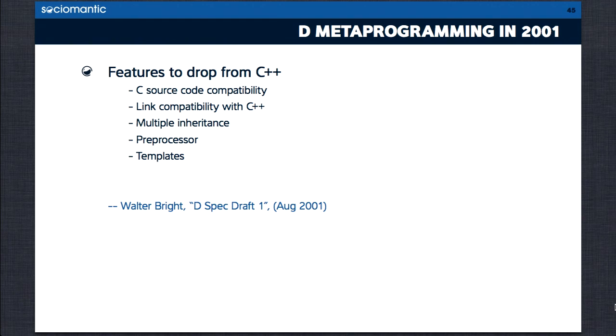A list of features to drop from C++. All the mistakes that C++ did. All the useless and problematic features. Multiple inheritance, preprocessor, digraphs and trigraphs, and templates. That's right. We don't need no stinking templates. All that metaprogramming rubbish those C++ people can do, they can keep it. D's not having a bar of it.